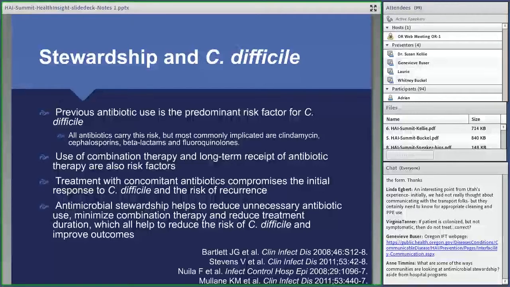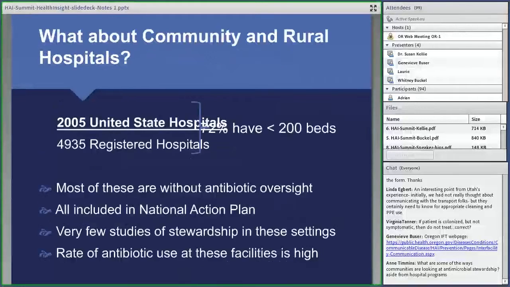So what about community and rural hospitals? I think antimicrobial stewardship programs in large hospitals have really blossomed, and a lot of academic medical centers have antimicrobial stewardship programs in place. But if you look at the almost 5,000 registered hospitals in the United States, 72% have less than 200 beds. And most of these hospitals with less than 200 beds are without antibiotic oversight. They may not have infectious disease support. But the National Action Plan does not exclude hospitals based on size, and so they are going to need to be able to do antimicrobial stewardship as well. The issue is that there are very few studies of stewardship in these settings, but we still need to do them. One of the reasons is that the rate of antibiotic use at these facilities is still high.